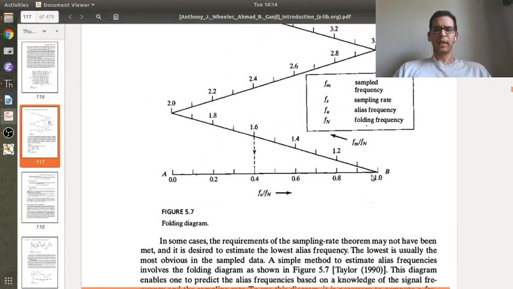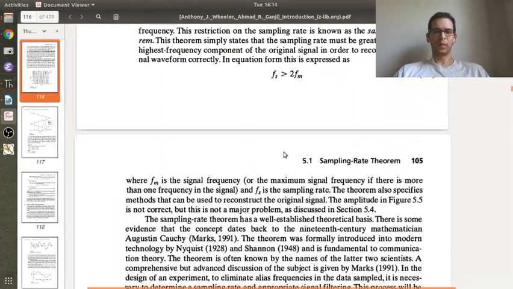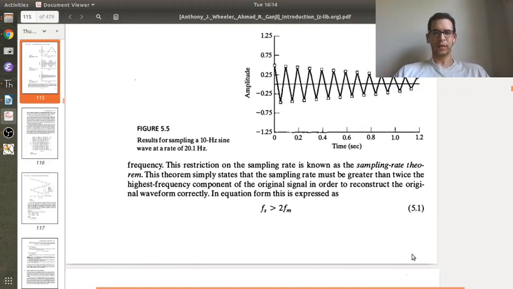So what do we really want? We really want the ratio of our alias frequency and our folding frequency to be 1. In order for it to be 1, our input frequency and our folding frequency need to be the same. But for that, our sampling frequency needs to be twice the frequency of the fundamental waveform. If you scroll up here, you get to what's called the Nyquist criterion, which says that your sampling frequency must be greater than 2 times your input frequency.